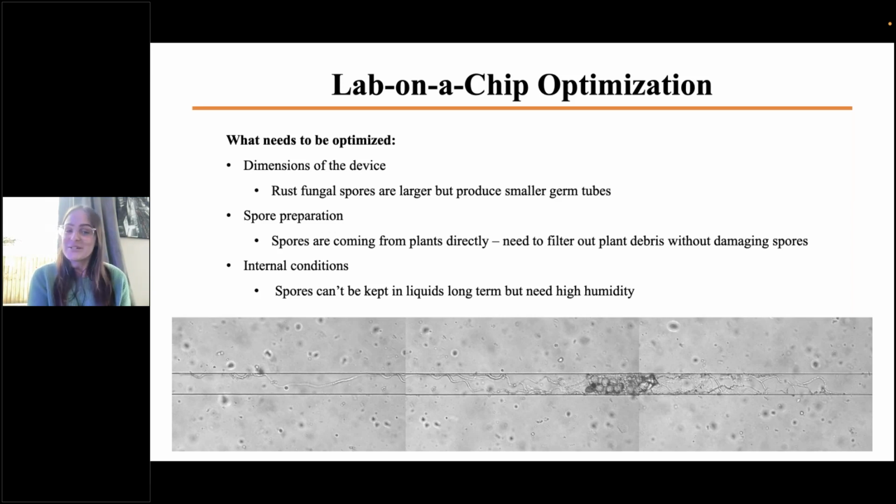But it was also a good indication that the internal conditions were suitable. So we need to dry these channels out, but still maintain a really high humidity. I've been trying to do that. But obviously it was suitable enough for them to grow in that environment. So we're just working on getting them to the right place and making sure that the filtering process isn't reducing the viability of the spores.